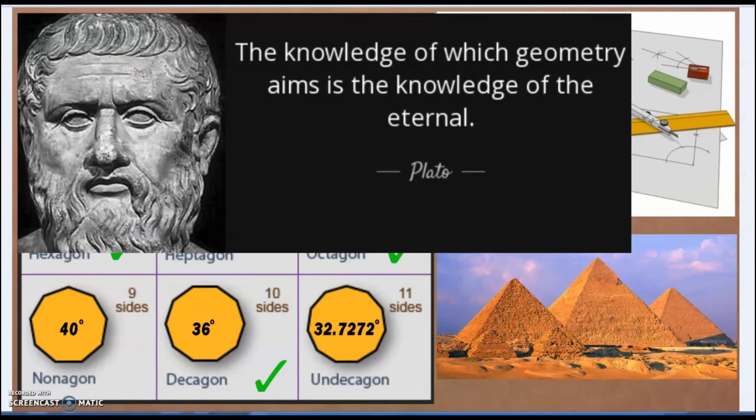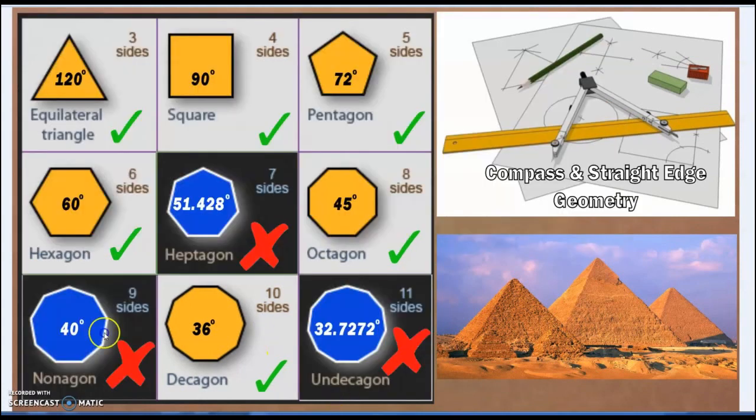The knowledge of which geometry aims is the knowledge of the eternal. Now these you cannot. Now think about 120, 90, 72, 45, 36 or 60. All of these you can divide by 3. Now the nonagon, the 9-sided polygon, does have an integer, a whole number at its center, the angle at the corner, at the center of it, but you can't divide that by 3. And of course, these being decimals or fractions, you can't divide them by 3 either.